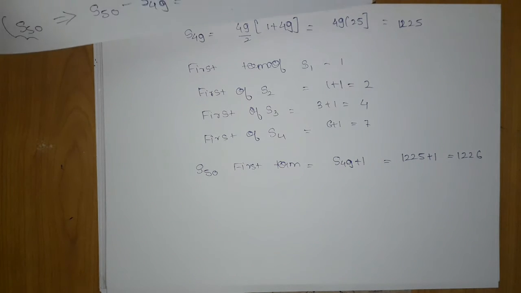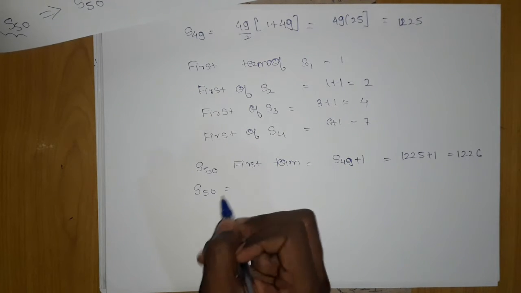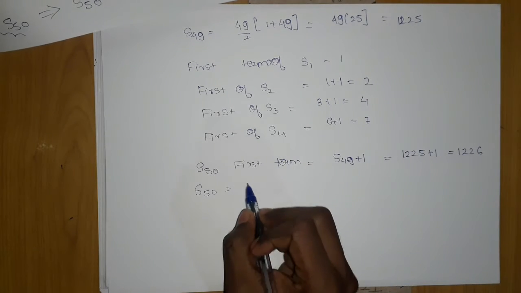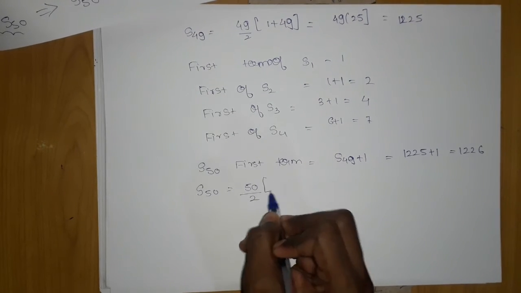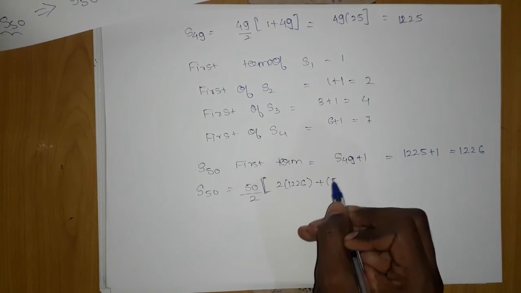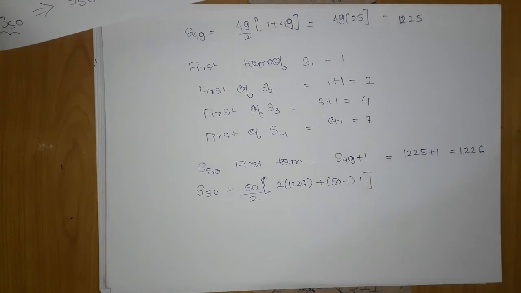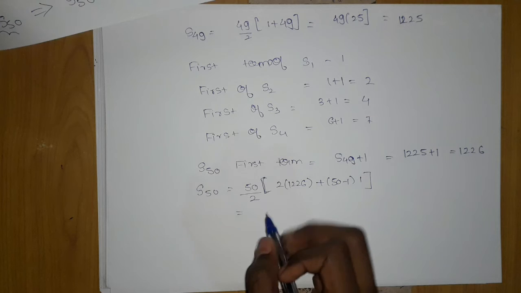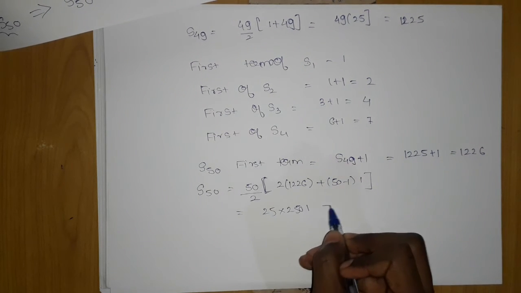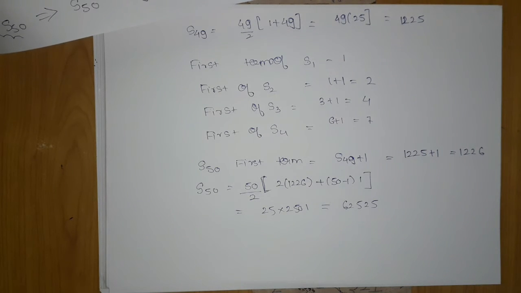Okay, hope you have understood this. Now I want to find S50. We have already discussed how S50 can be found. There will be 50 terms, so 50 divided by 2, times 2 into 1226 plus 50 minus 1 into d, where d is 1. So S50 is 25 into 2501, which is equal to 62525. Let me check. Yes, it is 62525.